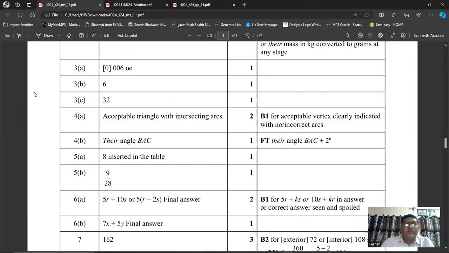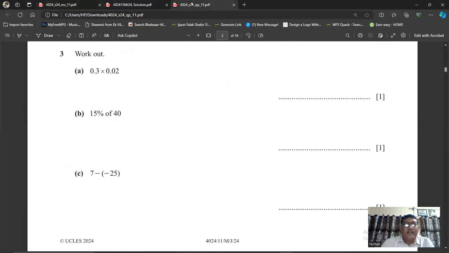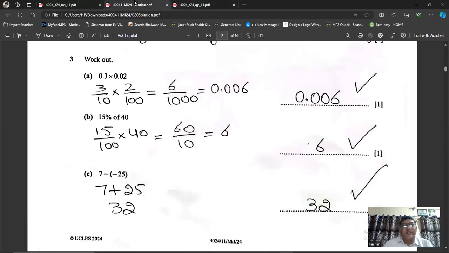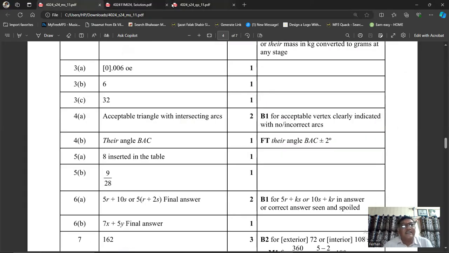So this was question number 3, A part. Then we have question number 3, B part. He says 15% of 40. 15% of 40 is 15 divided by 100 and multiply 40. So 15 by 100 multiply 40, the 0 and 0 will be cancelled. 15 multiply 4 will be 60. 60 divided by 10, and that will be 6. So question number 3, B part, the 6 is the answer.